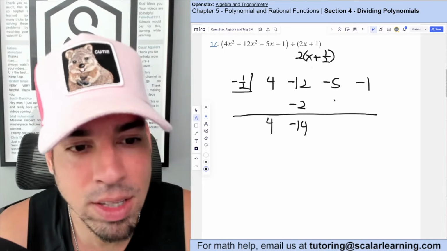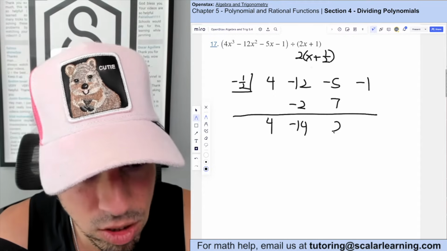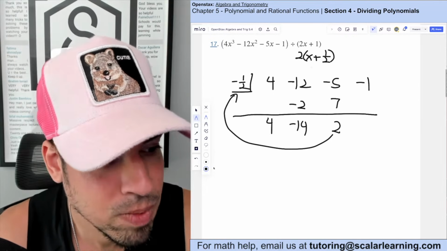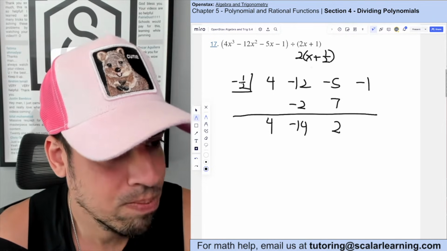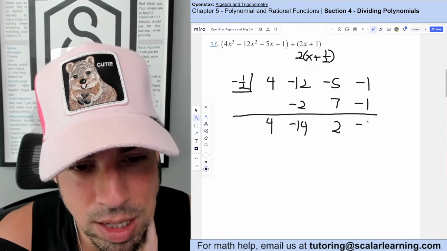Multiply by negative 1/2, that's 7, and that goes here. Add these together. Negative 5 plus 7 is 2. Take that again. See that pattern? It's always multiplying this value up here. 2 times negative 1/2 is negative 1. And we add together and we got negative 2.